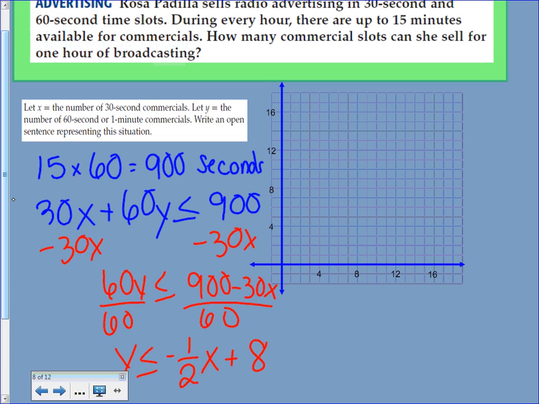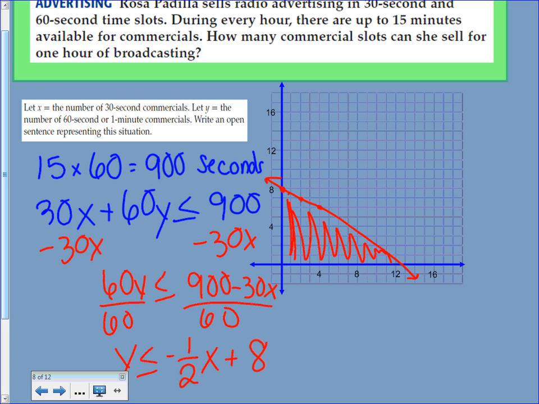Remember, that's the easiest way to graph things. We're crossing the y-axis at 8. And from there, I'm going down 1 over 2. I have a solid line underneath my inequality, so I have a solid line graphing, and then it's less than. Okay, the alligator isn't eating the y, so I need to shade it down.